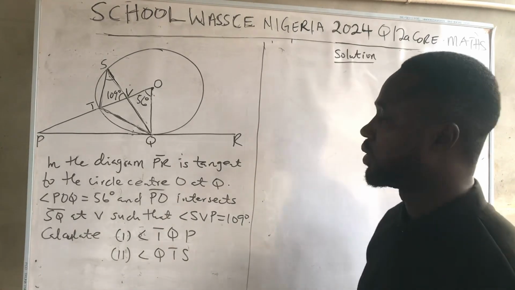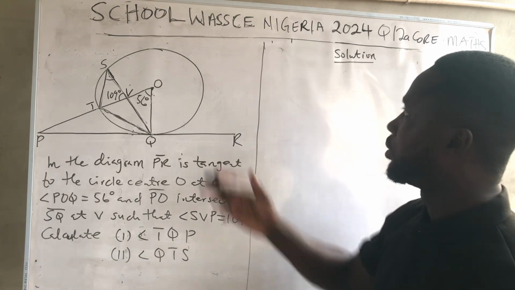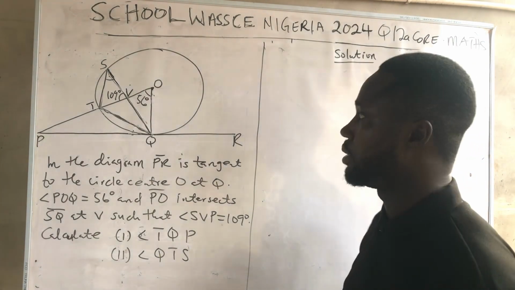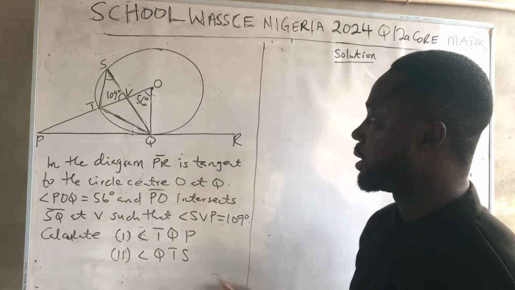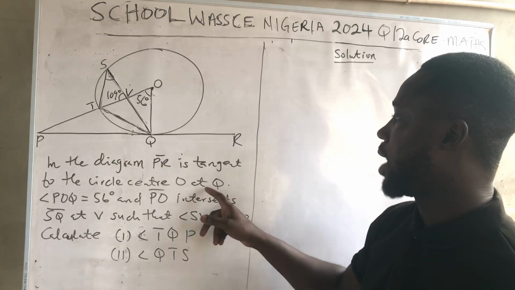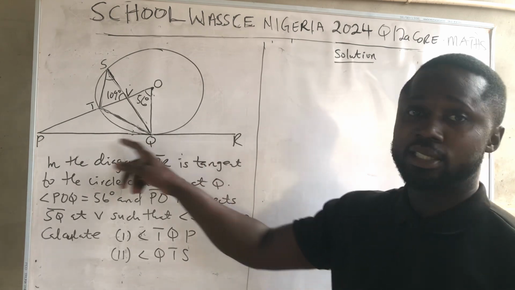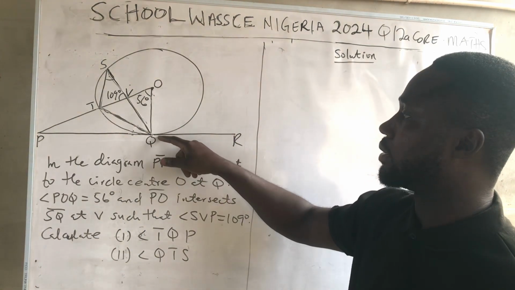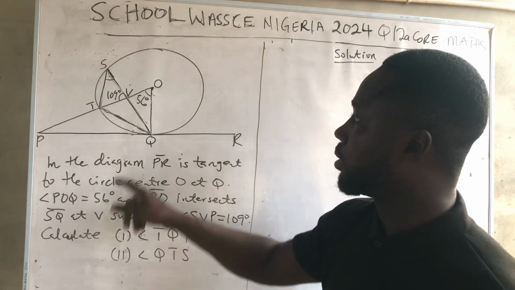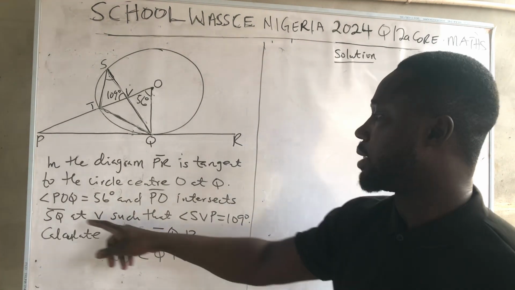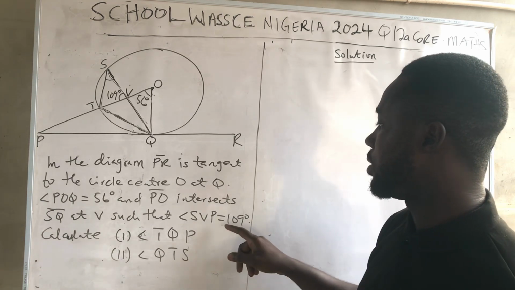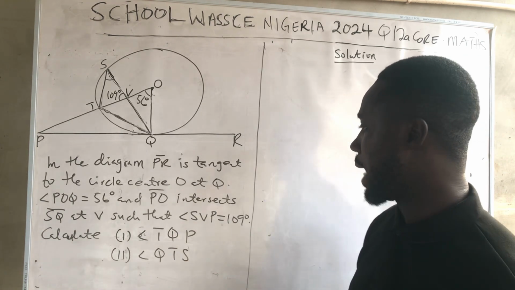Hello, let's look at this question here. WASSCE Nigeria 2024, question 12a, core mathematics on circle theorem. It says that in the diagram, PR is a tangent to the circle with center O at Q. So where the straight line touches the circle is at Q. That is why it is tangent to the circle. POQ is 56. PO intersects SQ at V, as we can see in the diagram, such that angle SVP is 109.